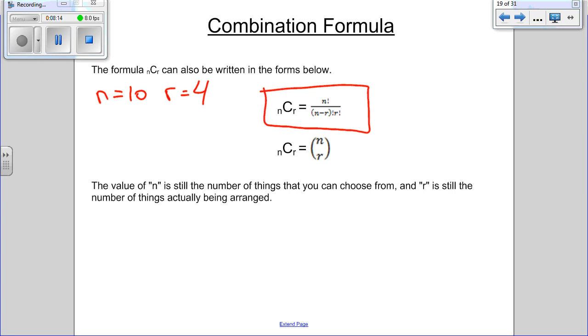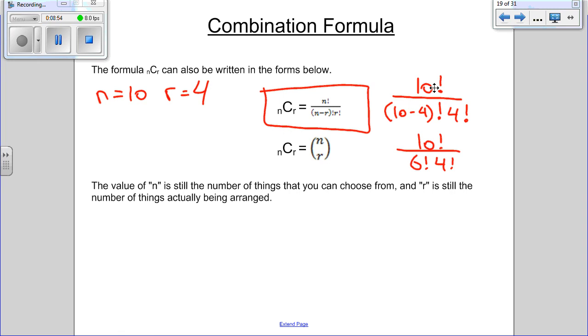So I put that in my formula. That means I have 10 factorial divided by (n minus r) in brackets, so (10 minus 4) in brackets, factorial, and then 4 factorial. So that's how that formula would look if I was actually plugging the numbers into the formula. If I was to simplify that, 10 minus 4 is just 6. So this actually equals 10 factorial divided by 6 factorial, 4 factorial. That's how the formula works.